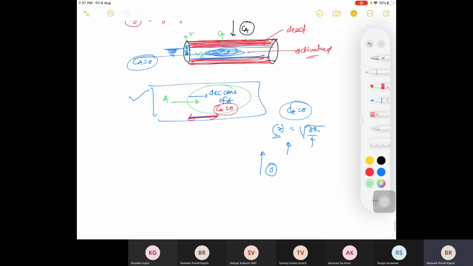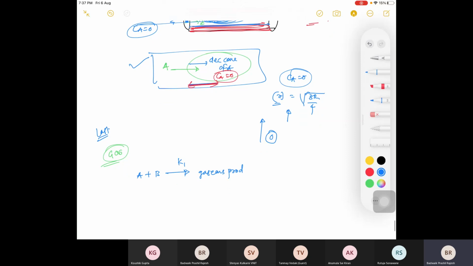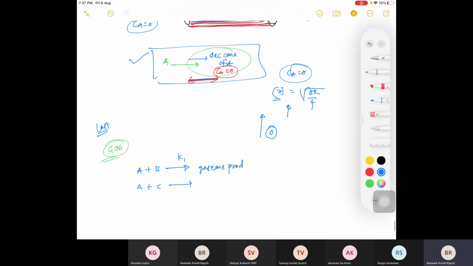Okay, so you take the GATE 2006 question. I'll take just 2 questions, because those will be the last 3 questions that I uploaded in the group. Okay, GATE 2006. You have 2 reactions. You just read that. A plus B giving you a gaseous product using K1, and A plus C is giving you ash. So you can say this first one is your desired reaction.